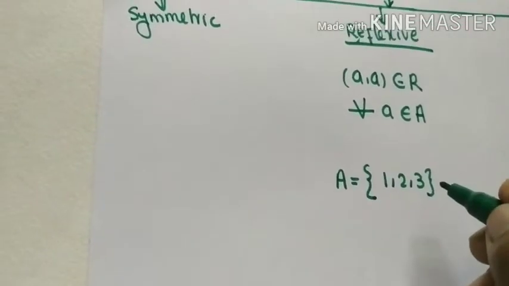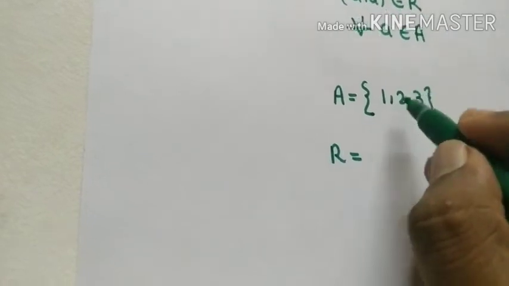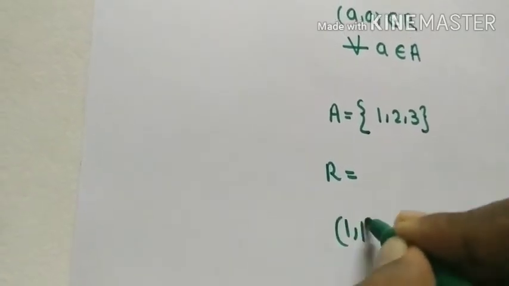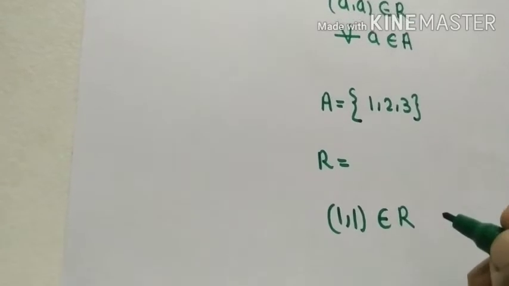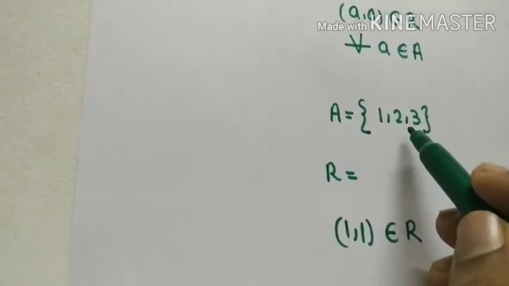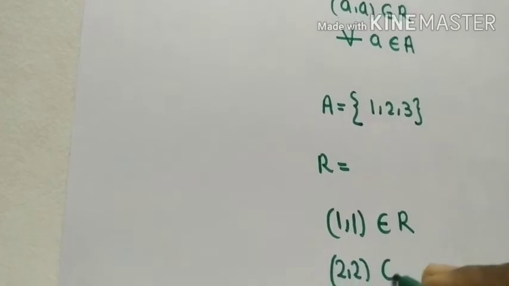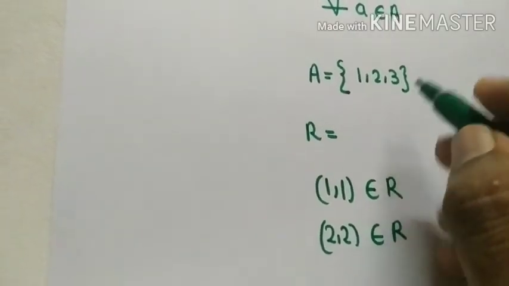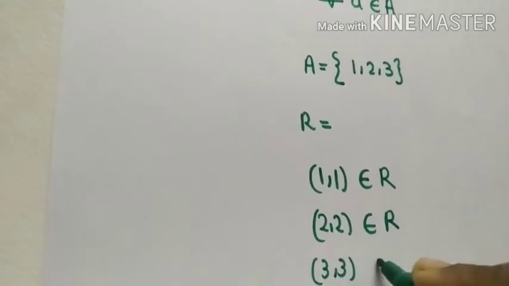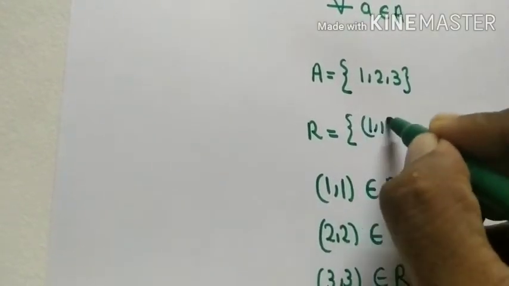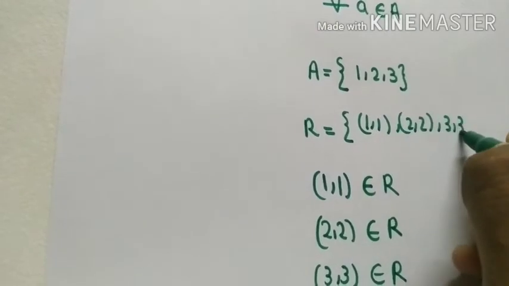If I want the relation I am constructing to be reflexive, then if I pick 1 from here, (1, 1) should be an element of R. Similarly, if I pick 2 from here, (2, 2) is an element of R. And similarly, if I pick 3 from here, (3, 3) should be an element of R. That is our relation containing elements (1, 1), (2, 2) and (3, 3).